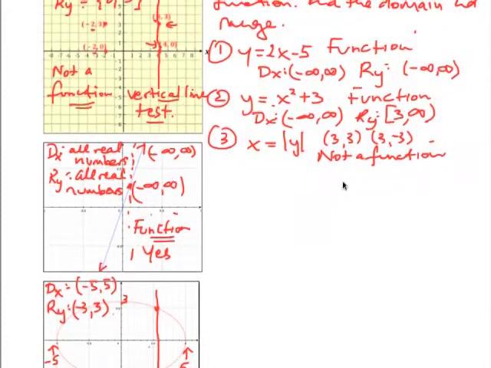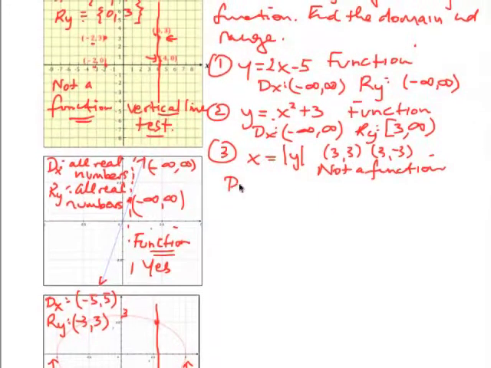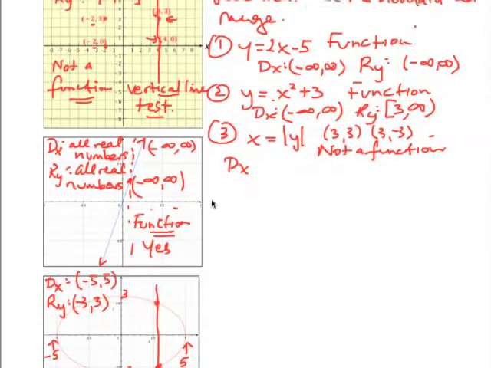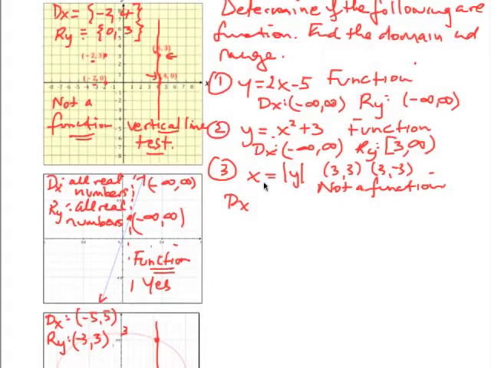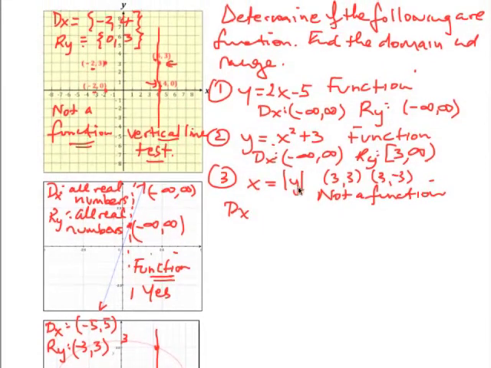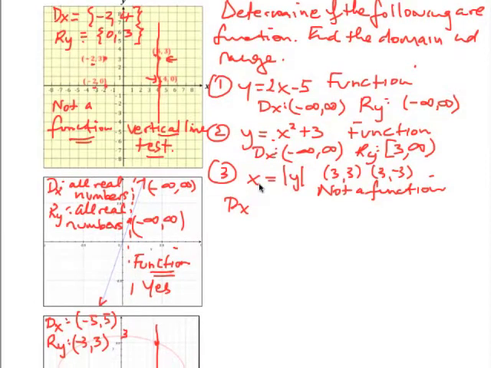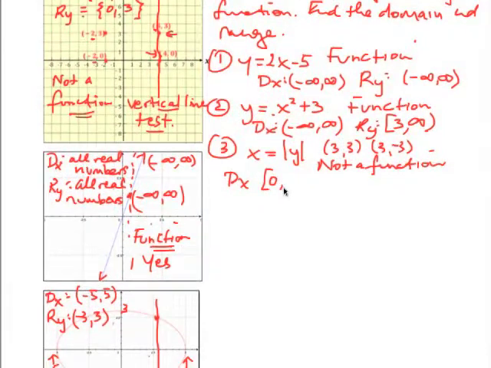Okay. All right. Next, what is going to be the domain of this? Well, what x values can we have here? Well, we obviously can only have positive numbers, because no matter what y is, it's going to take the absolute value of it and it will get a positive number. So the smallest number I can get is 0. After that, I can get anything.